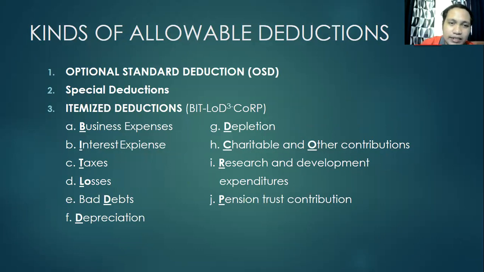So, itong BITLOD3 Corp, mnemonics ko lang yan para mas mabilis matandaan, ma-memorize. Okay, so what are these itemized deductions that are allowed to be deducted from your gross income? So we have BITLOD3, ibig sabihin DDD, then Corp. So we have business expenses, interest expense, taxes, losses, bad debts, depreciation, depletion, charitable and other contributions, research and development expenditures, pension trust contributions. Sorry for the typo, graphical error in interest expense. Okay.